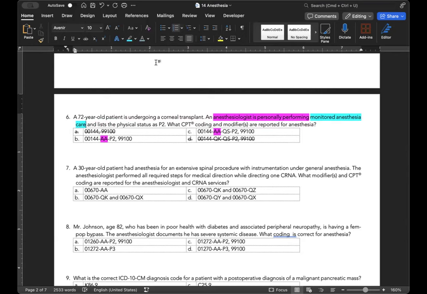US, I guess. Okay. Yep. It's our QS. What is that short for? It's not necessarily short for anything. It's just saying that the QS modifier is for monitored anesthesia care.